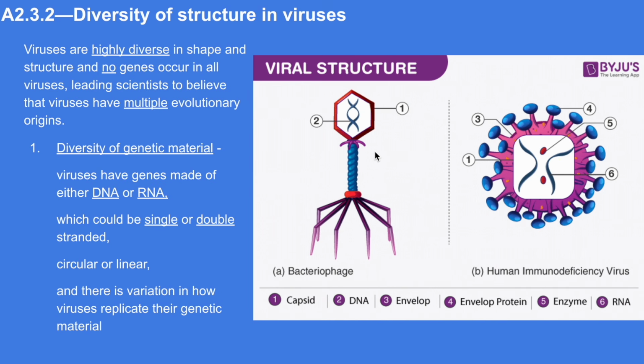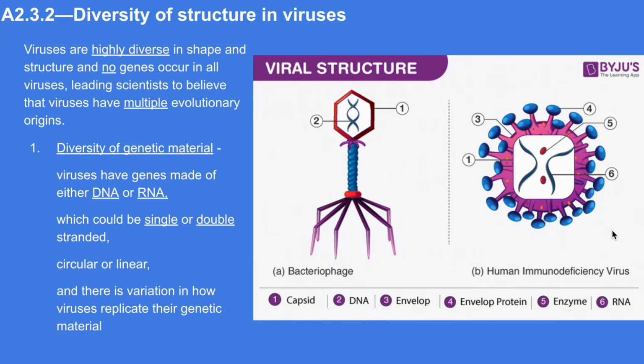Here's that bacteriophage again. It's a DNA virus. We know it's DNA inside of that protein coat. This is the HIV virus, which is an RNA virus. So it has RNA as its genetic material, and you can see it's just a completely different shape and structure.